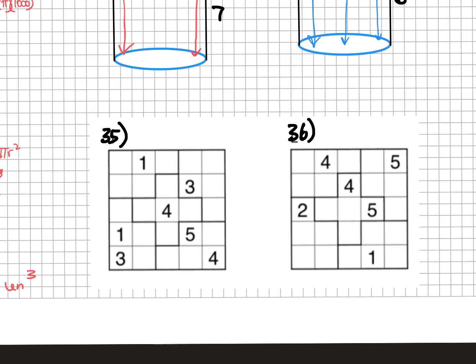And Sudoku, good luck with that. All right, good luck. Hopefully you stay green.